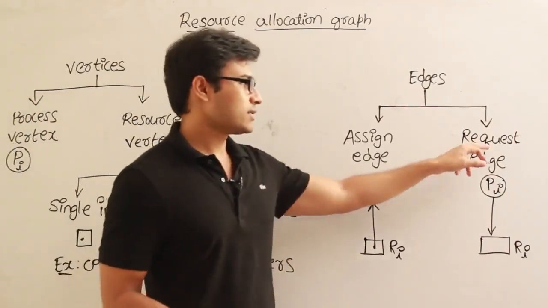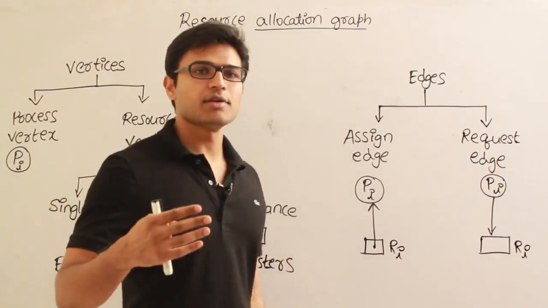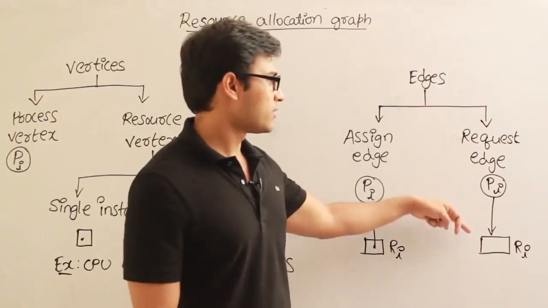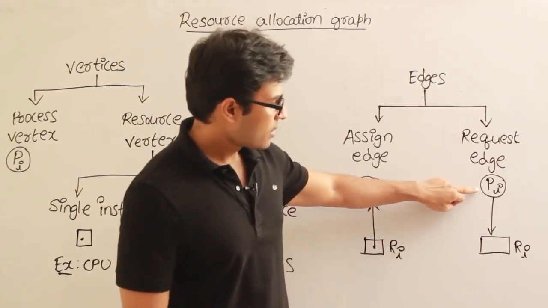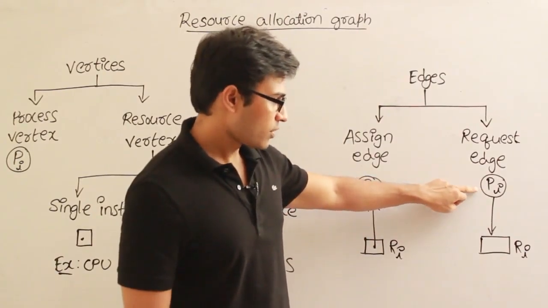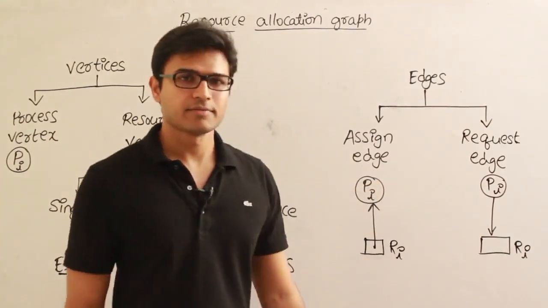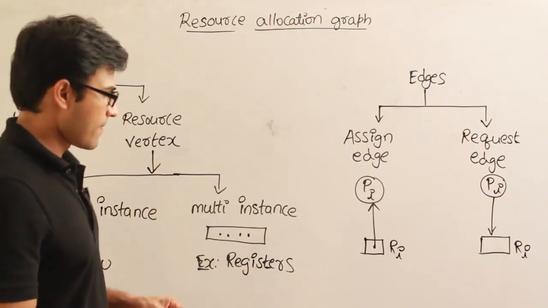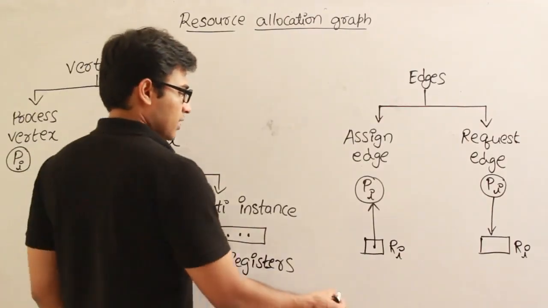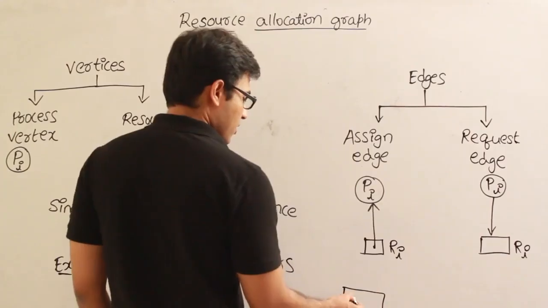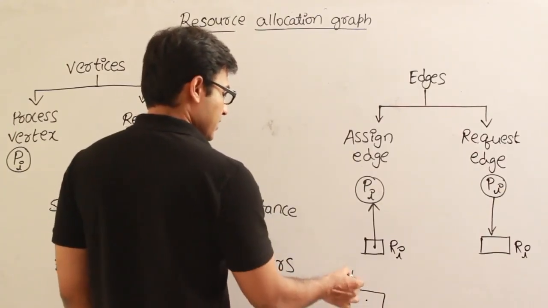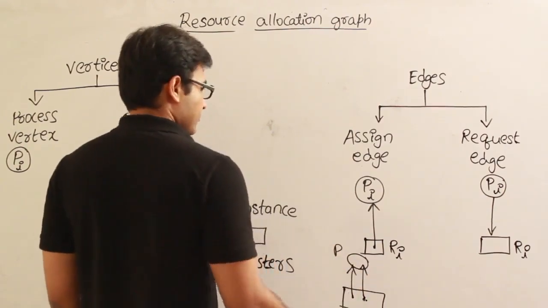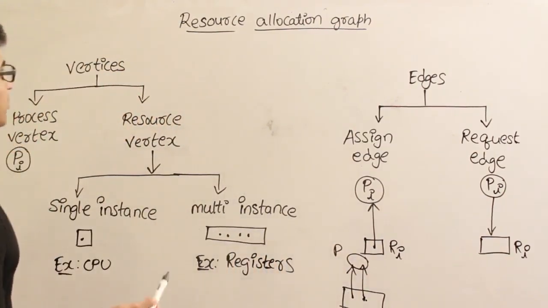The other thing is the request edge. Request edge means in future the process might want this resource to complete its execution. That is called a request edge. So the request edge says that this process requires one instance of Ri. Got it? And in terms of multi-instance resources, you can even write like this. If you have 2 instances, then you can say that 2 instances are allocated to the process like this, right? Anyway, this is the resource allocation graph.